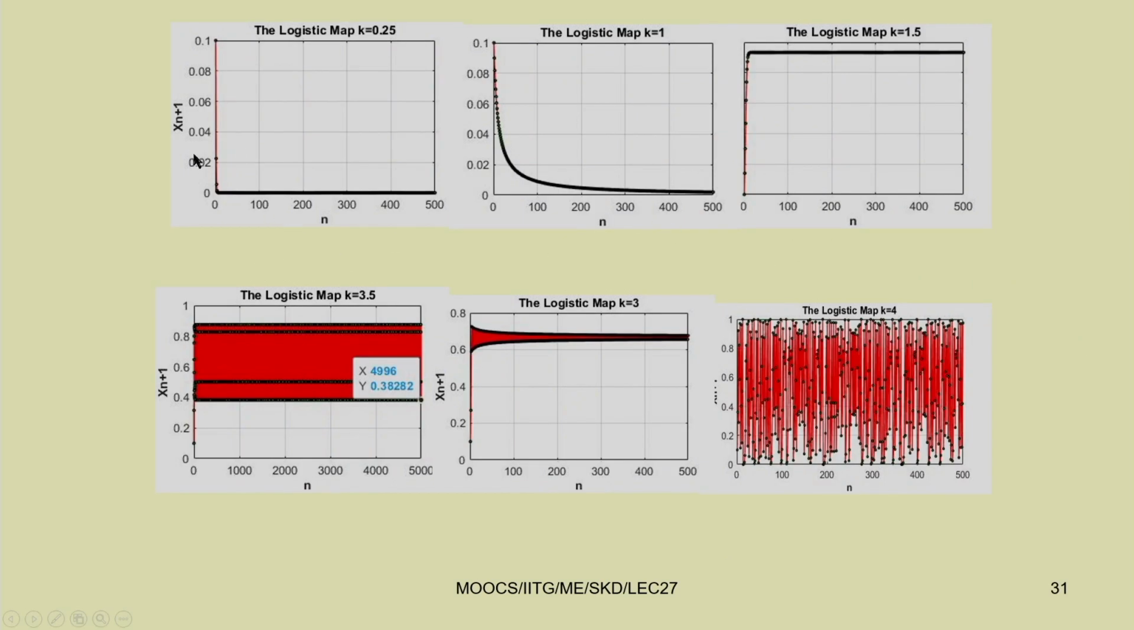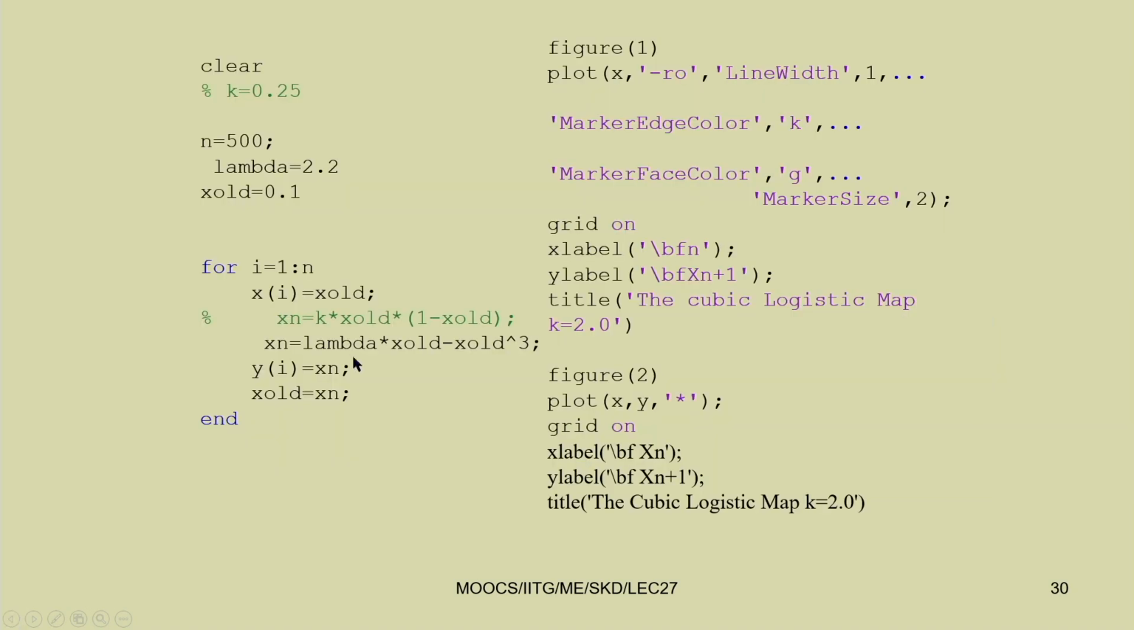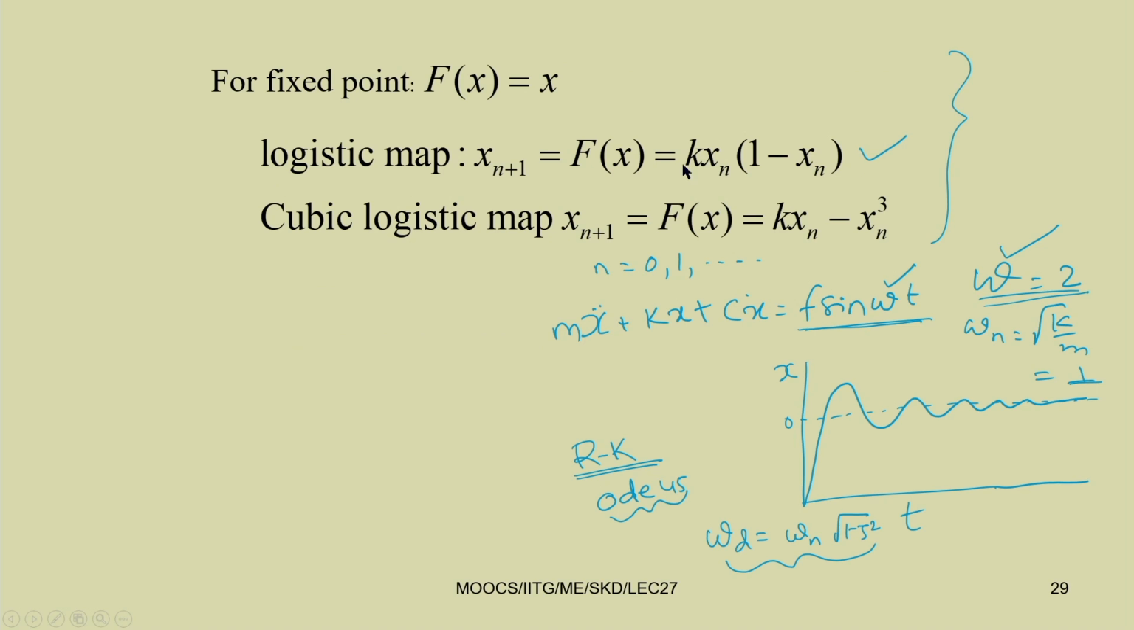Here we have plotted this logistic map, taking k equal to 0.25 and starting with x 0. We have taken 500 iterations, so n from 0 to 500. You can see that in this logistic map, by taking k equal to 0.25, the equation reduces to 0.25 times x n into 1 minus x n.